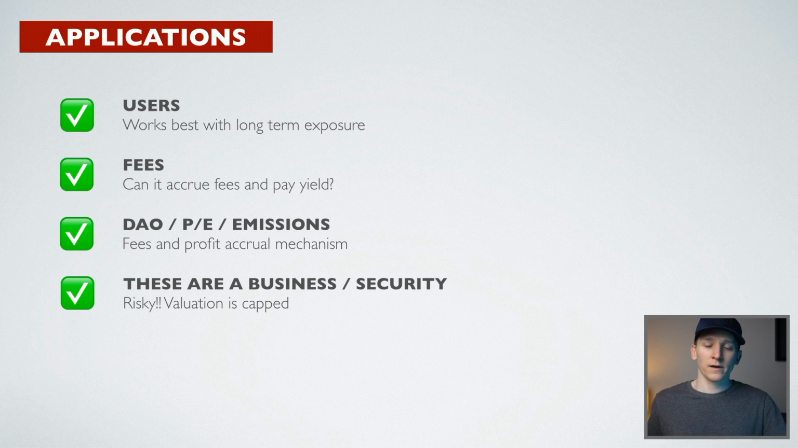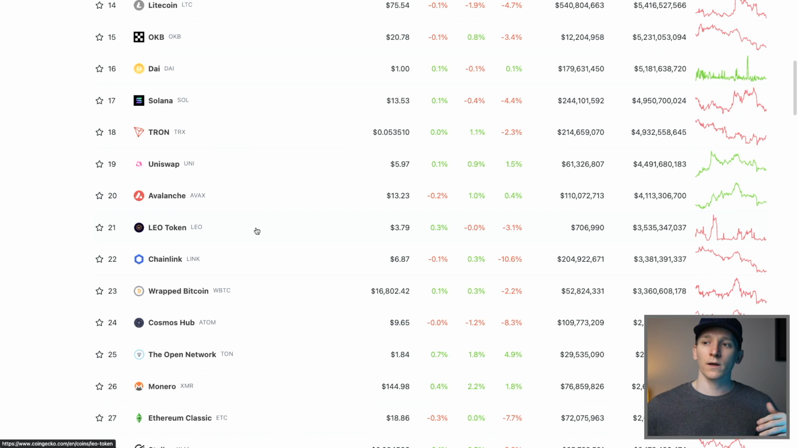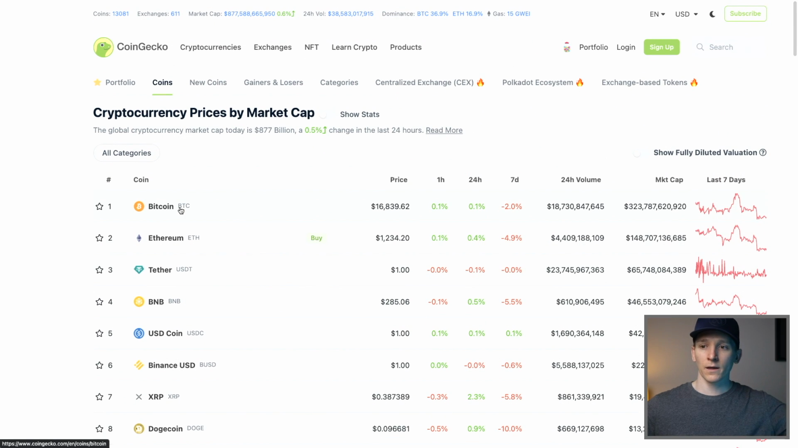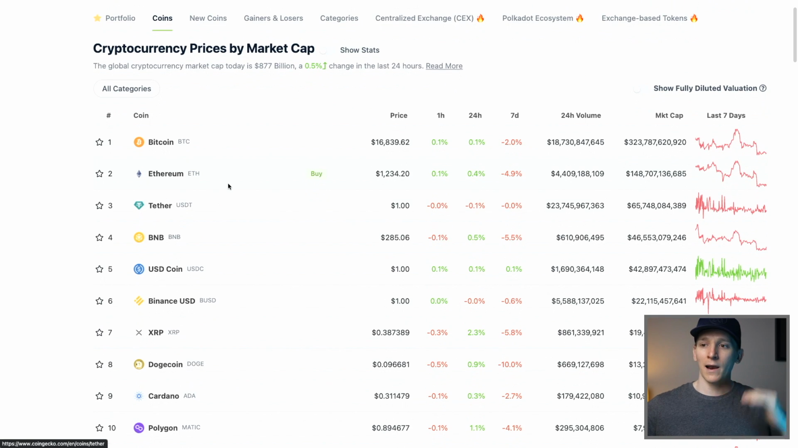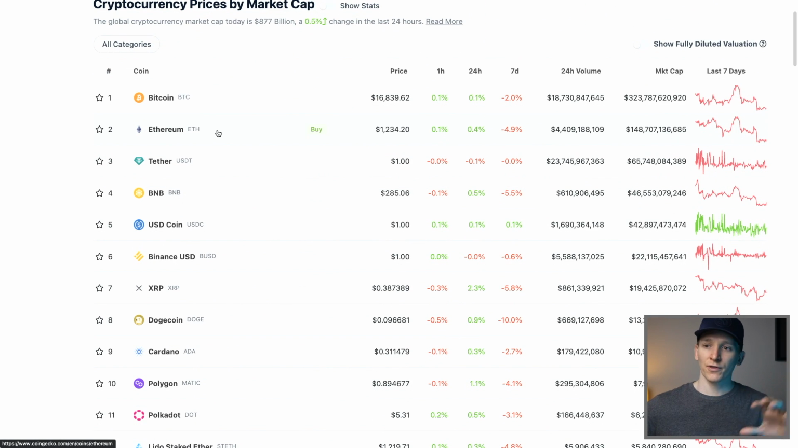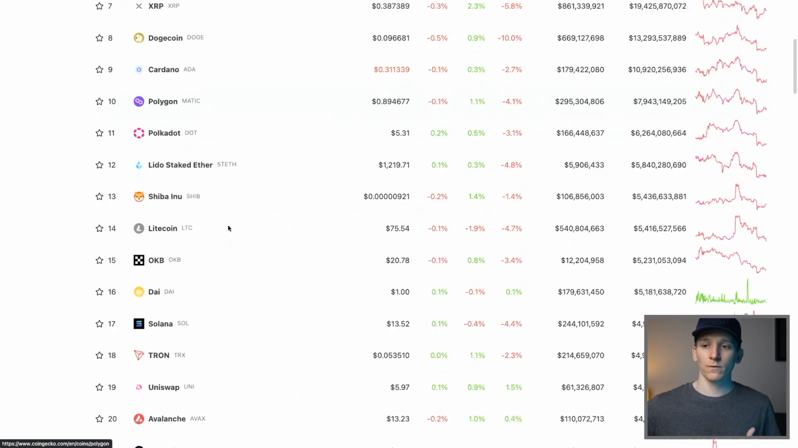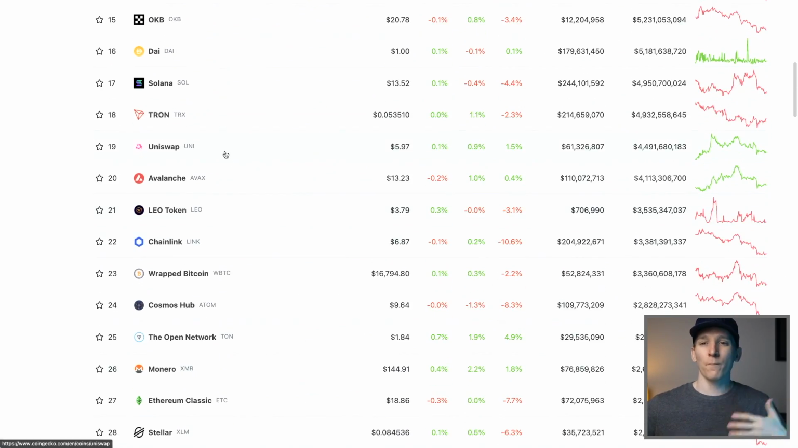So how to actually evaluate these applications? What I'm talking about here is the applications built on blockchains. So you have money, which is Bitcoin. You have platforms, which is Ethereum and other smart contract platforms. This is my valuation framework of crypto. And then you have applications or businesses built on top of those blockchains.